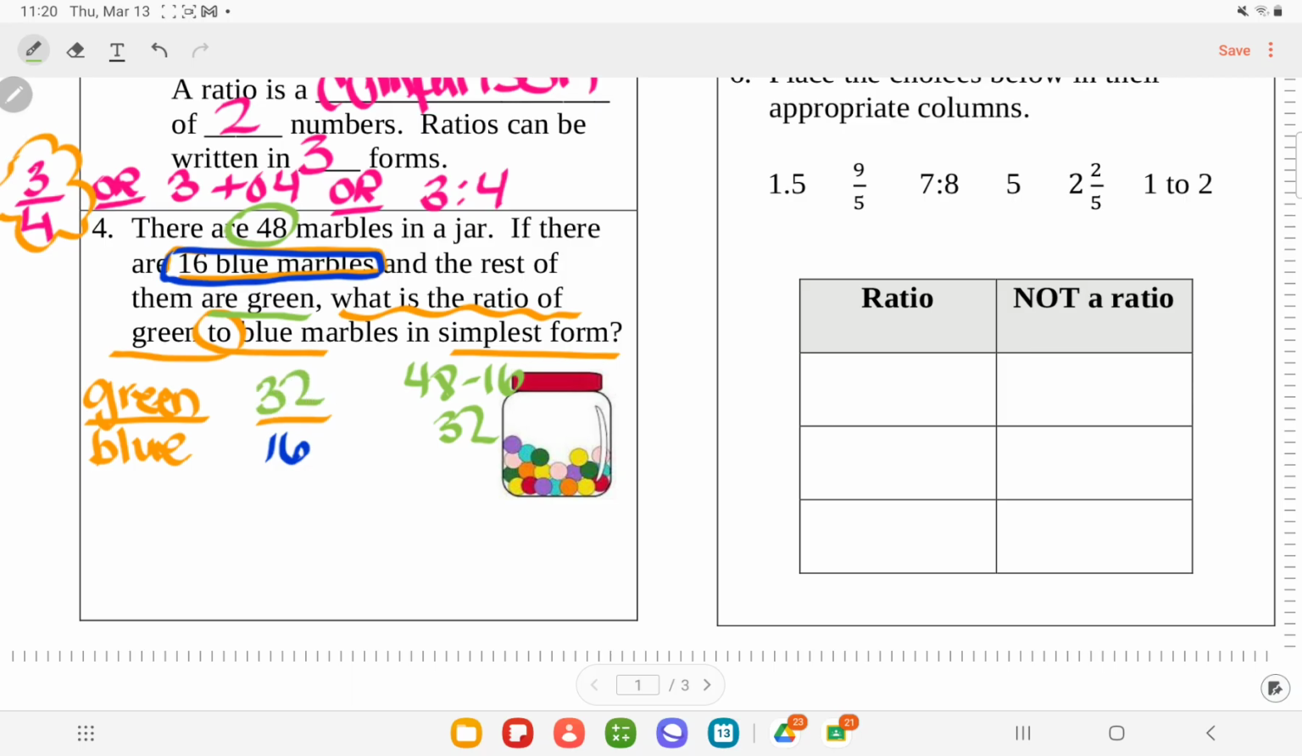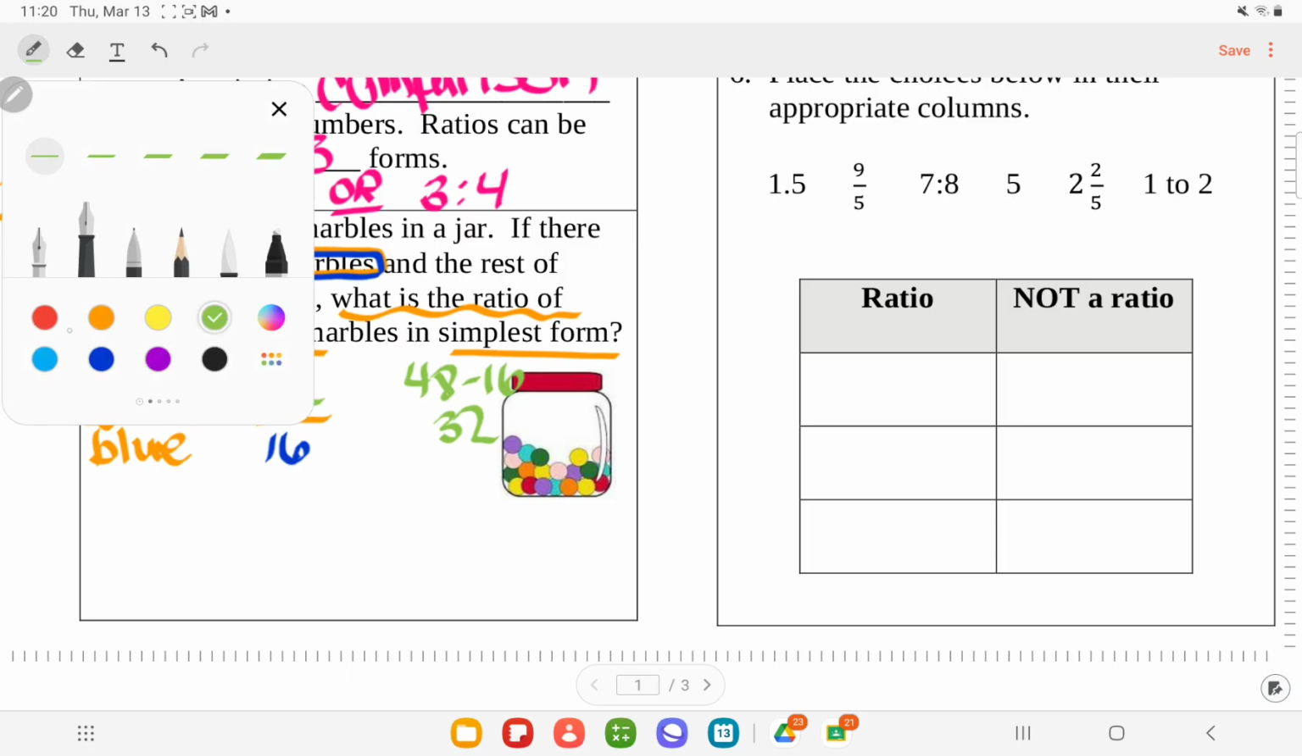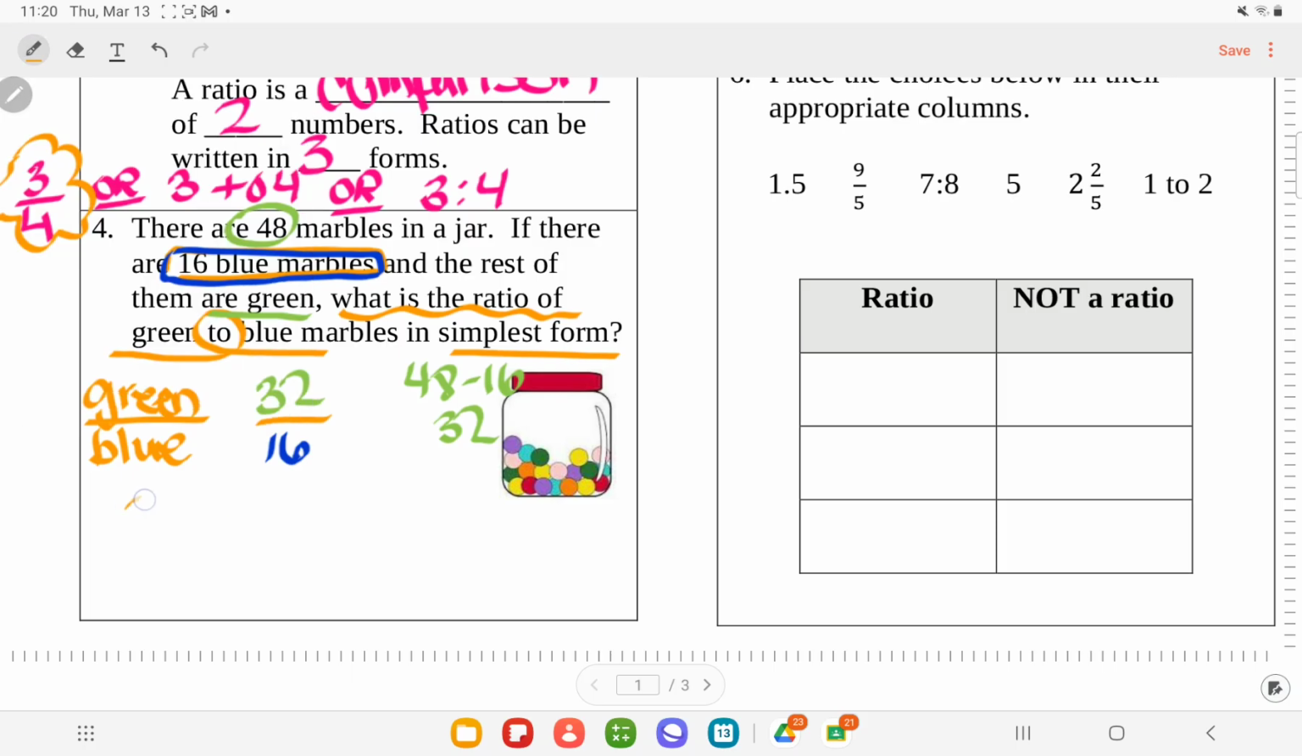32 goes up here for green marbles. 32 over 16. We need to simplify this, so be careful, because when you go into your calculator with this one, it's going to give you one number. When you put this in, it just comes out as a 2.